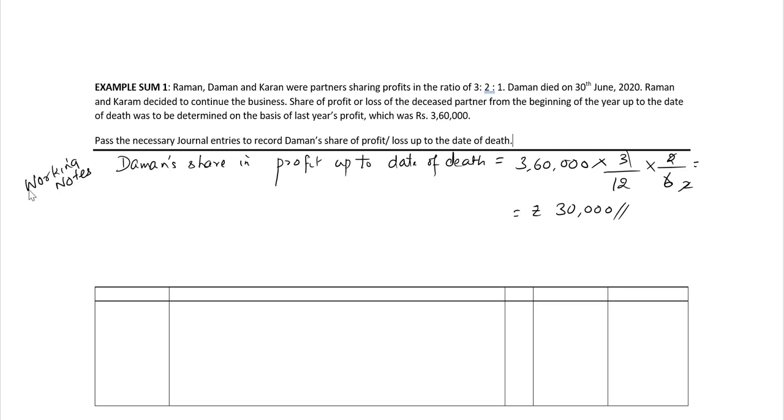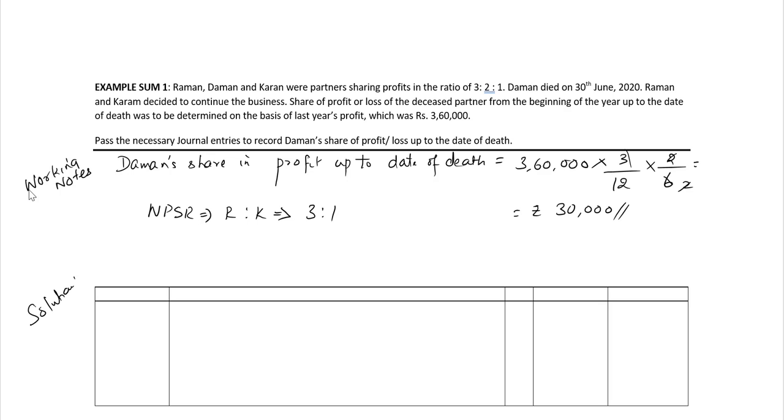There is no change in the NPSR between the continuing partners, Raman and Karan. It continues to be 3:1. So we'll pass the journal entry through profit and loss suspense account.